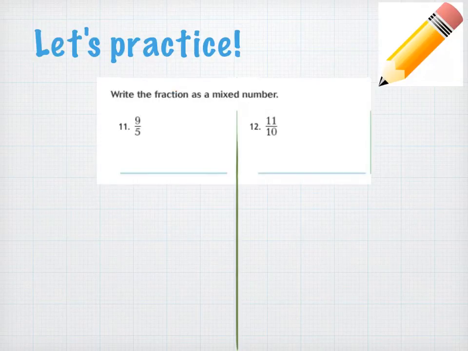Let's practice what we just learned by using these two problems. So I have 9/5. I'm going to break 9/5 down into unit fractions. How many 1/5 pieces do I need to make up 9/5? I need 9 1/5 pieces.